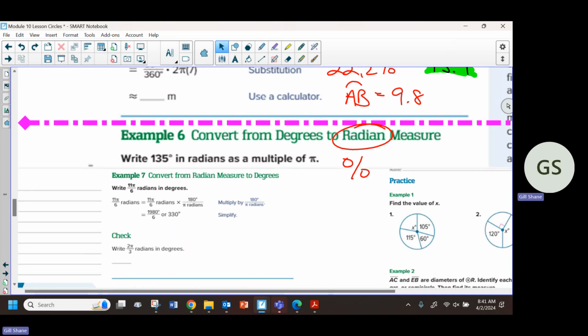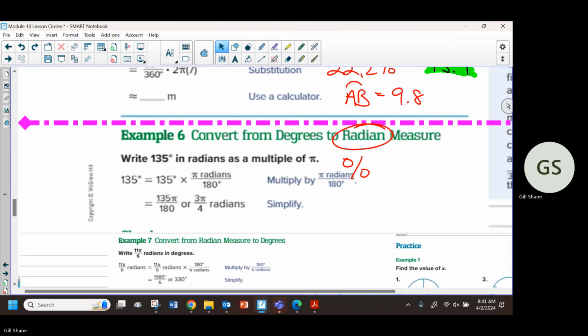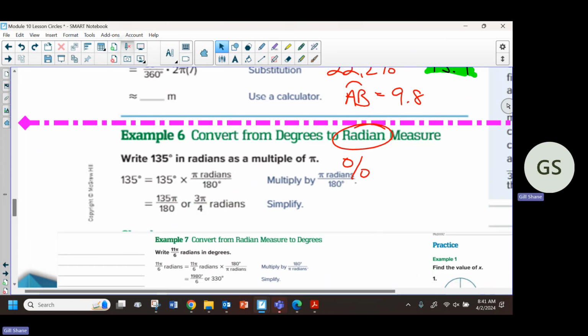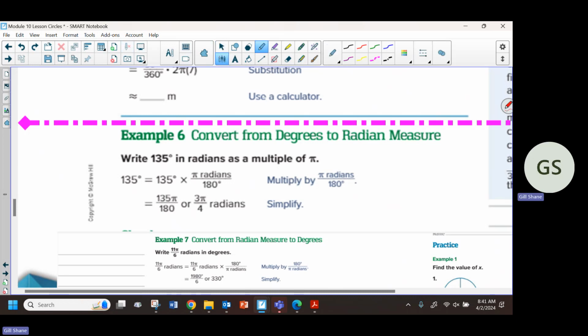I'll bring it up. All right, there we go. So they want us to take 135 degrees and write it in radians as a multiple of pi. Hardest part of this is just understanding what in the world they're asking you to do.